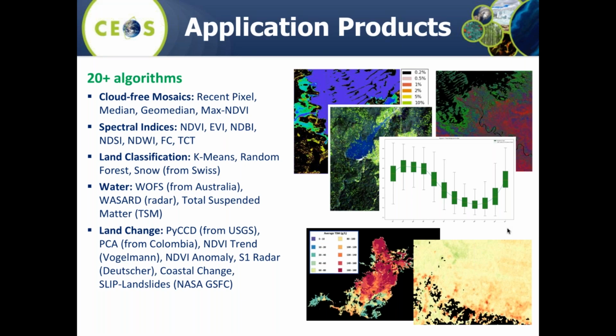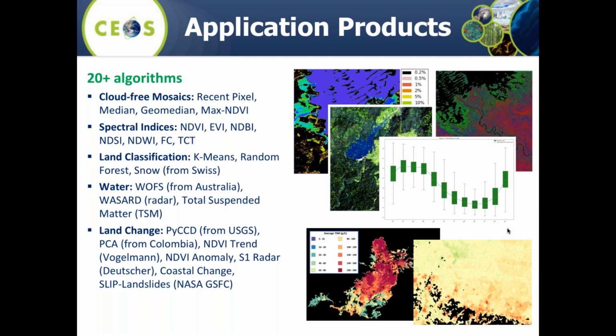Land classification: I can cluster land types such that I can apply classification. So if I want to know where the agriculture is and where the forest is, I might do some land classification. Water is always high interest. So we have a water observation from space algorithm, called WOFS, that was developed in Australia. We have one for radar, and then we have one that can look at water quality. There are some really good water algorithms that are quite interesting, and I'm going to show you a few of those. And then finally, land change. Next to water, land change is probably the other one that's most readily requested. So we have a number of interesting algorithms there.